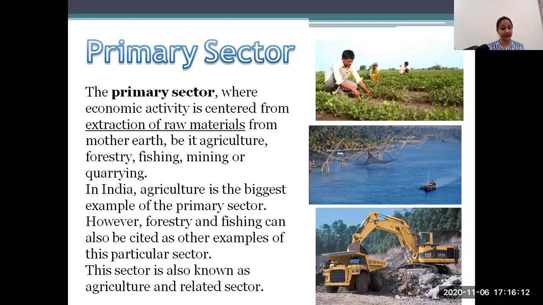And remember, as we have already discussed, India is the biggest example of this primary sector. However, forestry and fishing can also be cited as other examples of the sector. So that is why this sector is known as agriculture and related sectors. Okay? So this is primary sector.